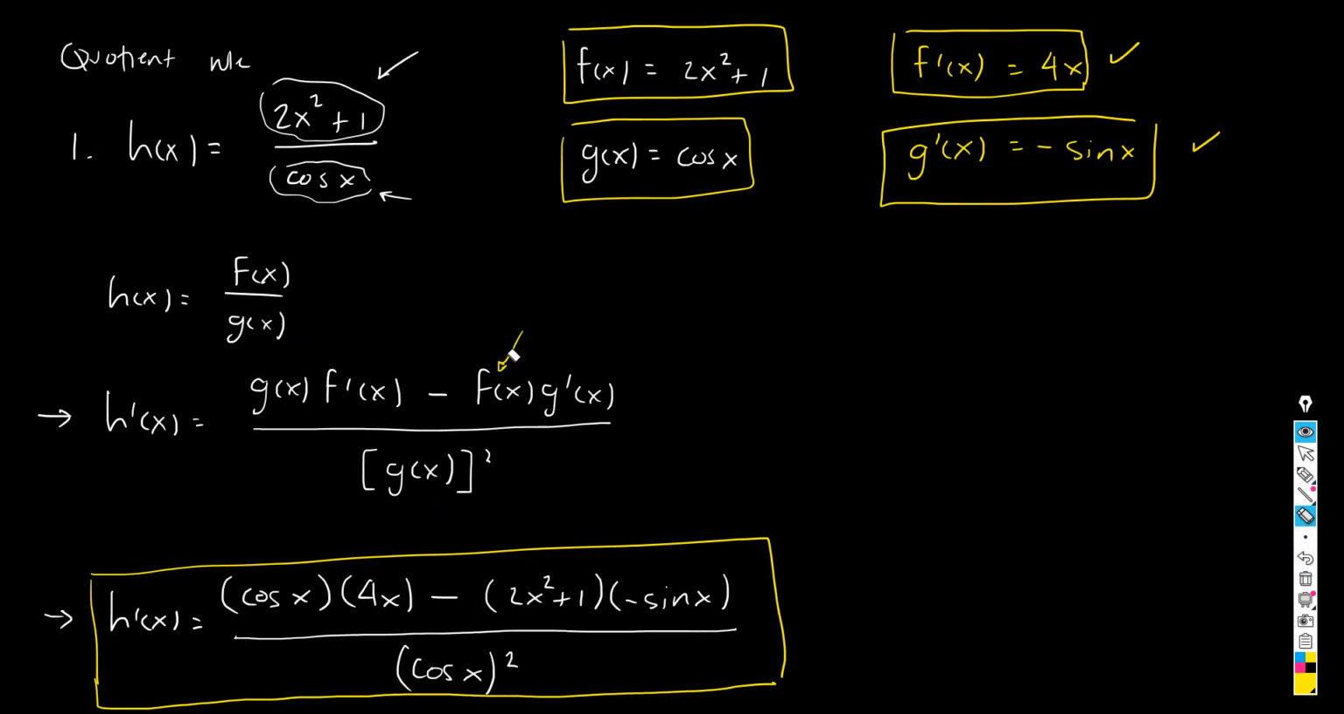Okay, so that's how it works. Let me give you another example. Number 2. Sorry. Let's write h of x is equal to minus 3x to the minus 2 minus x to the 3 over e to the x plus x squared.